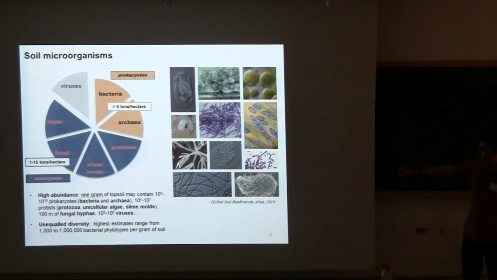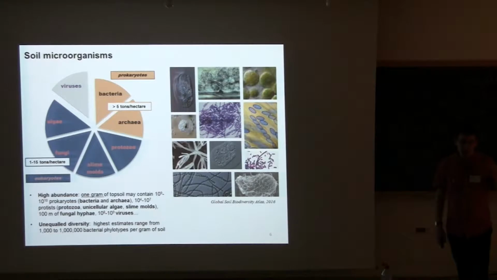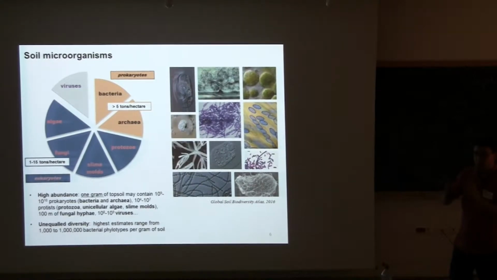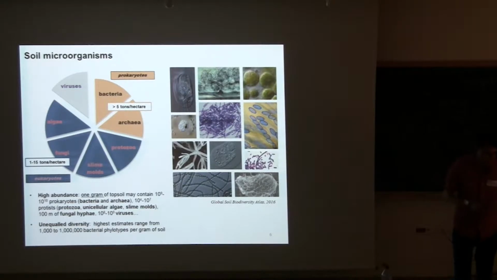There's a high abundance of those microorganisms out there. If you take 1 gram of topsoil, you can have tens of billions of bacteria and archaea, hundreds of thousands of protists (protozoa, algae, slime molds), maybe 100 meters of fungal hyphae, and billions of viruses. You also have an equal diversity: the highest estimates for bacterial diversity range from 1,000 to 1 million phylotypes per gram of soil. A phylotype is not directly a species, but you could think of it a little bit that way. Really amazing diversity.